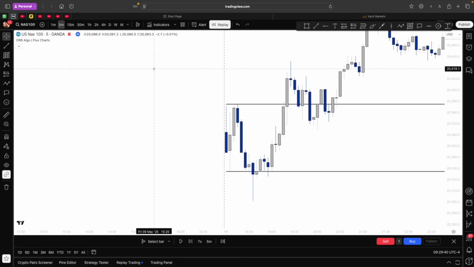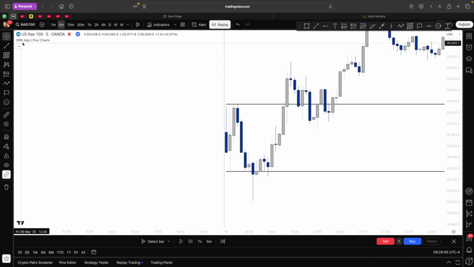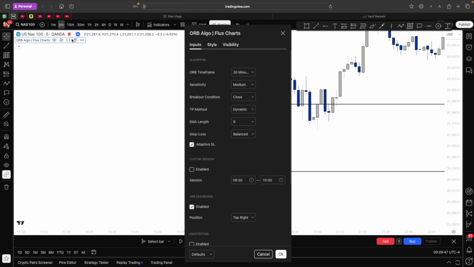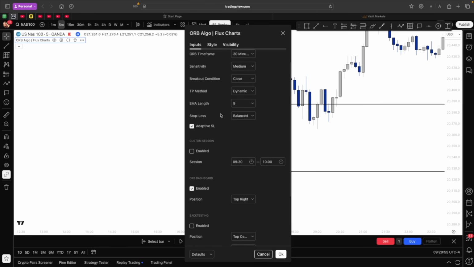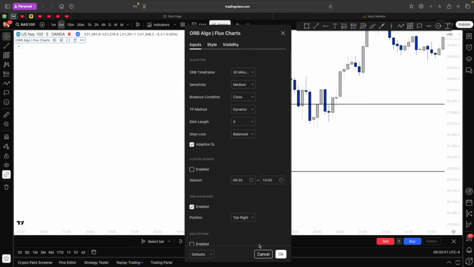So the first thing you want to do, you want to go to indicators and you want to type in Orb Algo by Flux Charts. These are the settings. I literally just changed the orb time frame to 30 minutes and everything else is completely default, and I changed the colors to all black. So this is completely default.